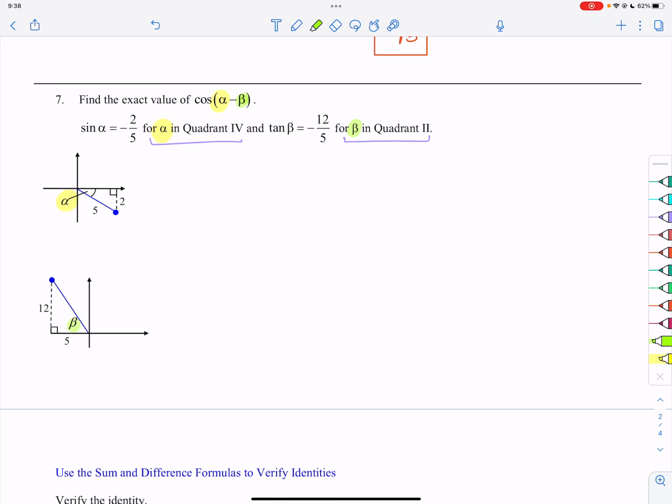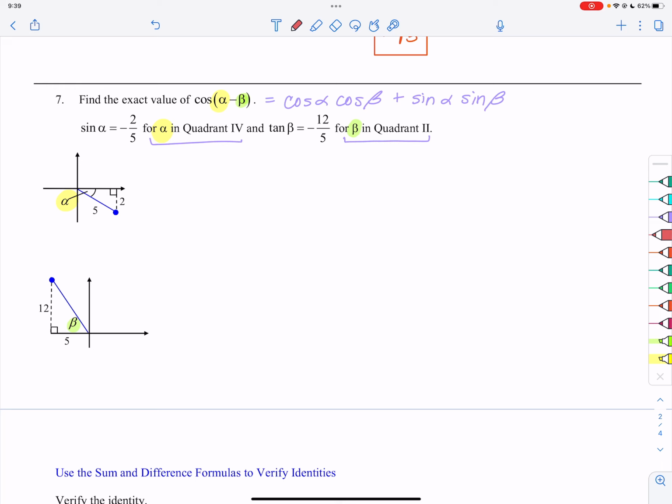Okay, so let's first write our formula for the difference formula for the cosine, and we have the cosine of alpha multiplied by the cosine of beta, and then that's the sum. Remember, we have the opposite of the sine of alpha multiplied by the sine of beta. Okay, so what do we have to do? We have to find each of those using these triangles. So let's go ahead and write that over here.